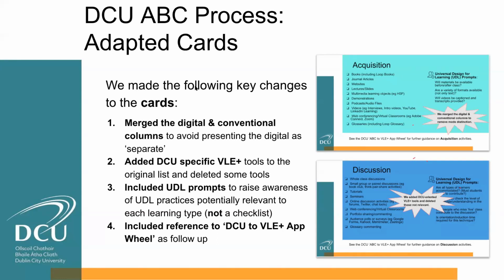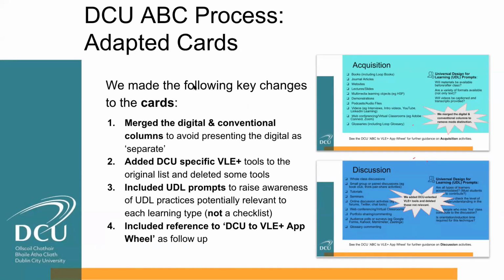Firstly, we actually merged the digital and conventional columns of activities. And this was to avoid presenting the digital options as somehow separate, because we found that sometimes making a distinction between modes didn't particularly matter in certain situations. For example, when you're talking about books and papers and electronic resources. And doing so, merging those areas freed us up and gave us a little bit of space on those cards for other things that were more important to us.